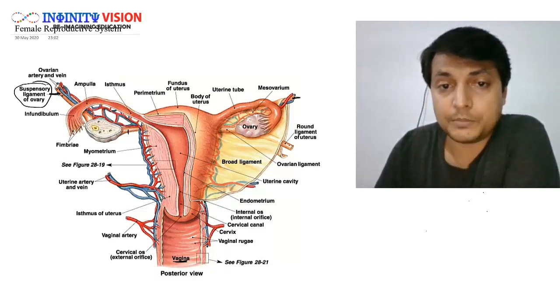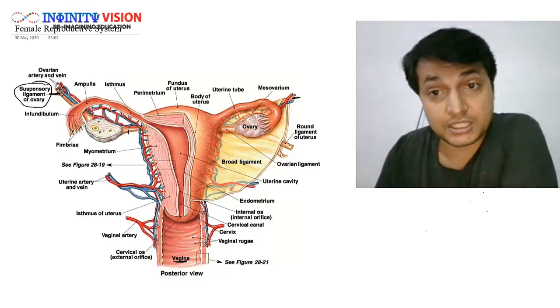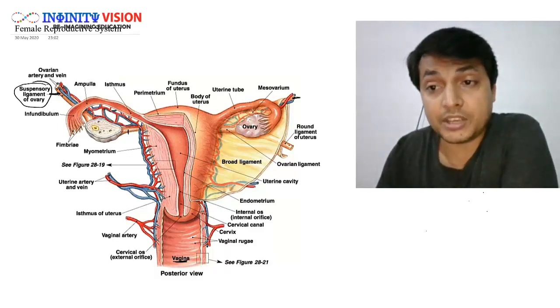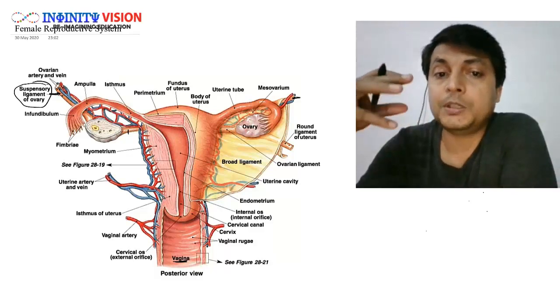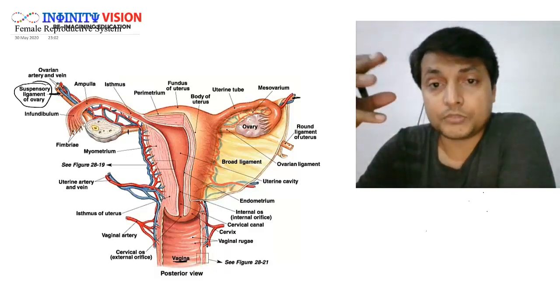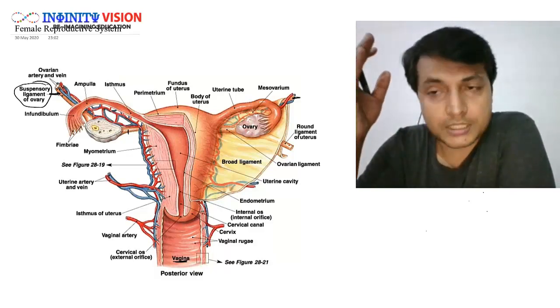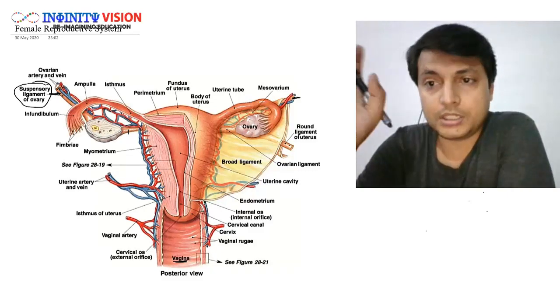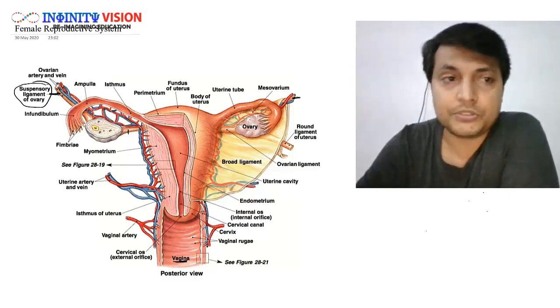This is the round ligament, but this one is the suspensory ligament. The ovarian artery and vein reach the ovary along the line of the suspensory ligament. Okay, not the round ligament, through the suspensory ligament.